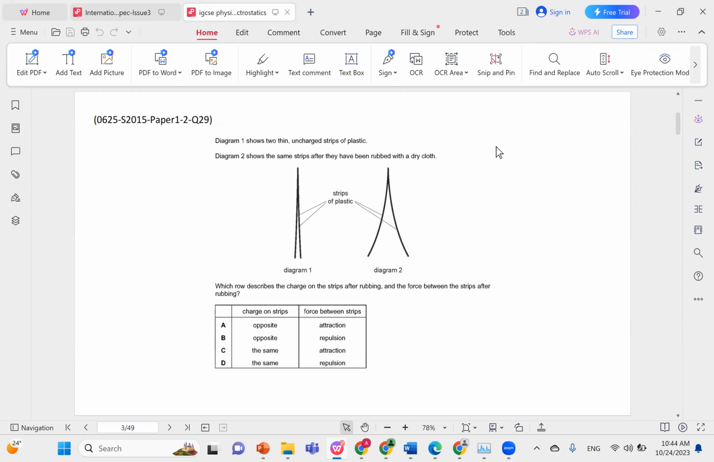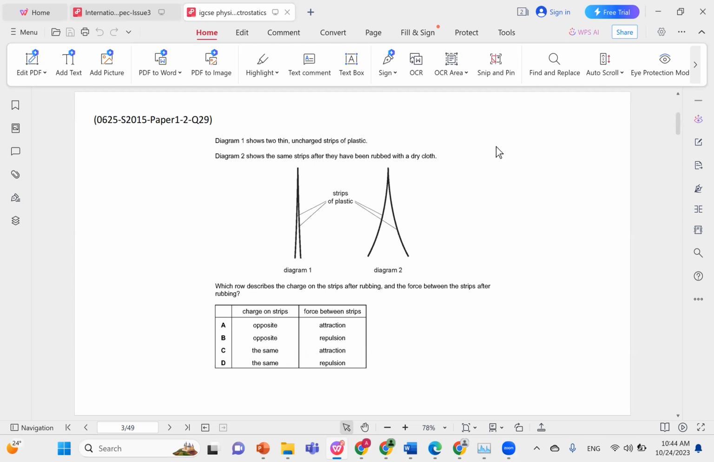So in the first question, we're told diagram 1 shows two thin uncharged strips of plastic. Diagram 2 shows the same strips after they have been rubbed with a dry cloth. Which row describes the change on the strips after rubbing and the force between the strips after rubbing?